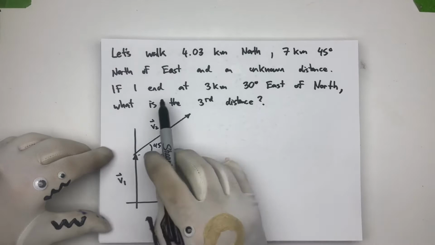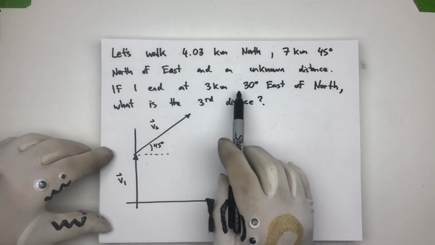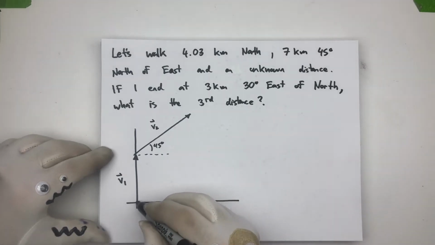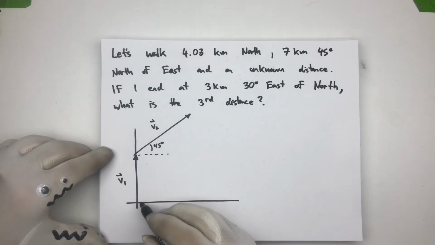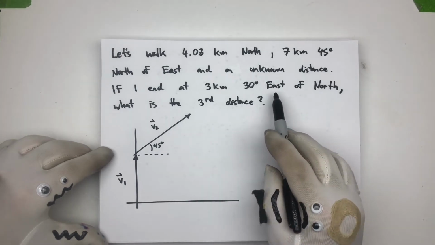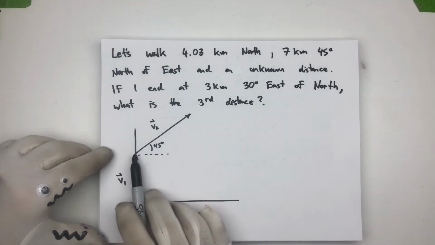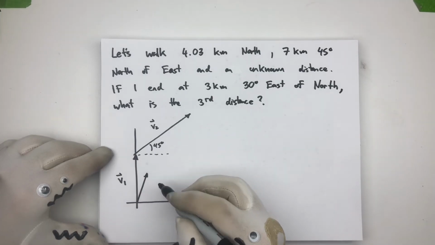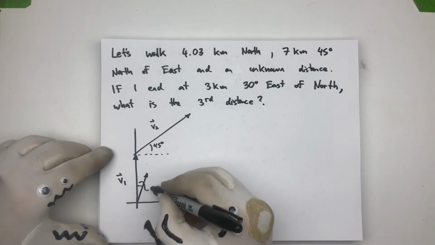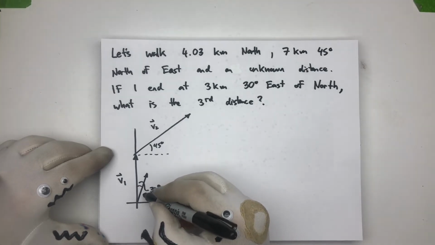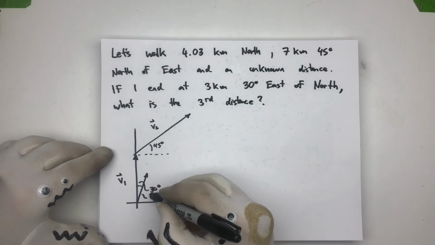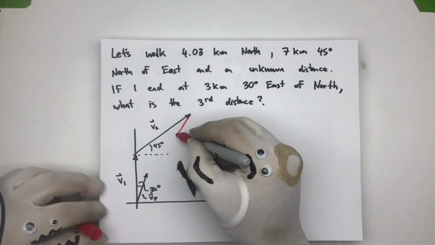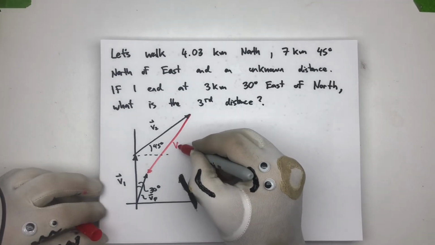And I end at 3 kilometers, 30 degrees east of north, from home, from the original. Which way is north? North is up, and 30 degrees east of north. So 3 kilometers only, it's like there, and this is 30 degrees right there. And this one is the final vector. That's our final vector. What is the third leg? So I had to walk back here, so that's the one we're looking for right here.